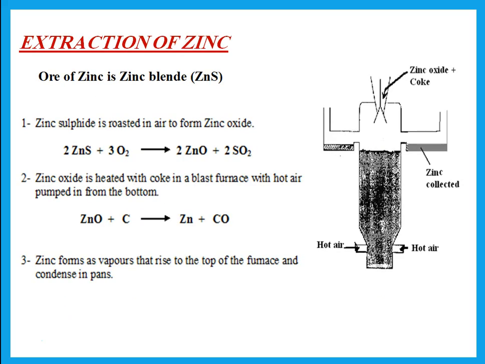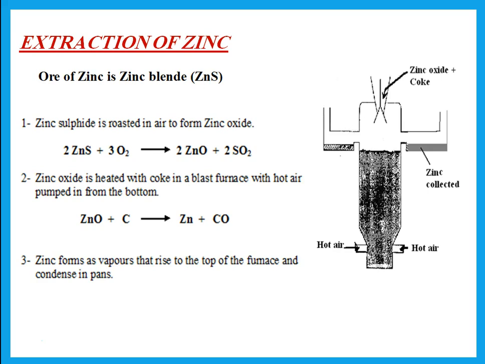Okay, extraction of zinc. First of all, how are we going to extract it? We're going to extract it by reduction because zinc is less reactive than carbon and can be displaced by it. Okay, what is the ore of zinc? The ore of zinc is a substance called zinc blende, and zinc blende is zinc sulfide.